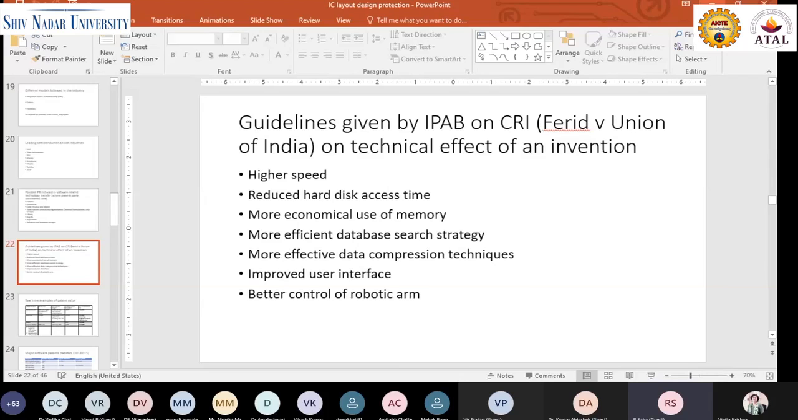But this particular slide tells you that the Intellectual Property Appellate Board has given some guidelines. What it says, first of all, the important thing is your software should be associated with a hardware. That's very important. Software standing all alone on its legs is not patentable. But if it's linked to hardware, then what are the parameters which should be used to find out whether that software should be patentable or not?